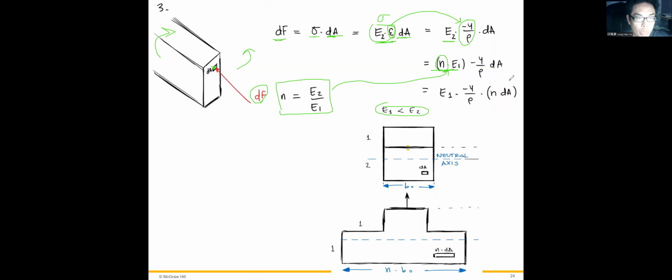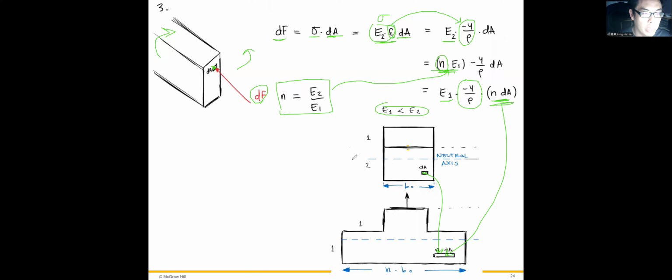Okay, so we get the E1 times the epsilon, the strain, times the n times the dA. Okay, so the n times dA, if we look into the cross section with the small area, it will be enlarged in this case, right? Originally, you have a small area, right? After times the vector of n, it will be enlarged in width, okay, in width.